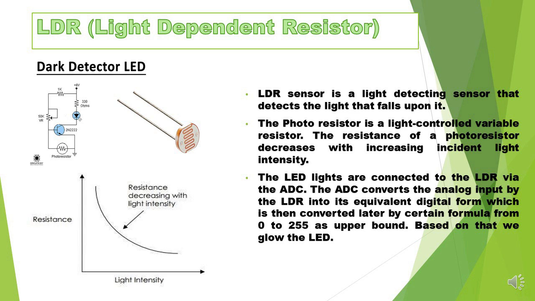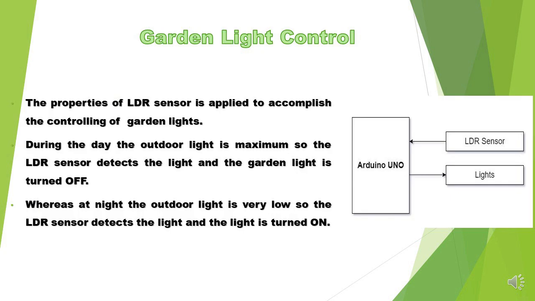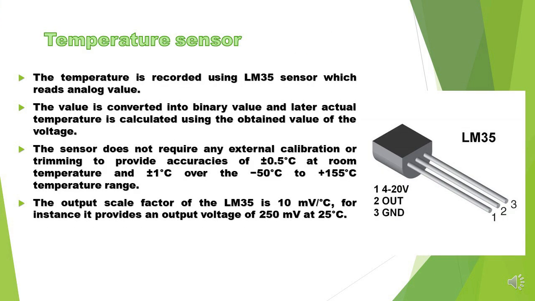And this is how we are using LDR to control the garden light. We connected the LDR sensor and LEDs to Arduino Uno. The properties of the LDR sensor are applied to accomplish the controlling of garden lights. During the day, the outdoor light is maximum, so the LDR sensor detects the light and the garden light is turned off. Whereas at night time, the outdoor light is very low, so the LDR sensor detects the low light and the light is turned on.